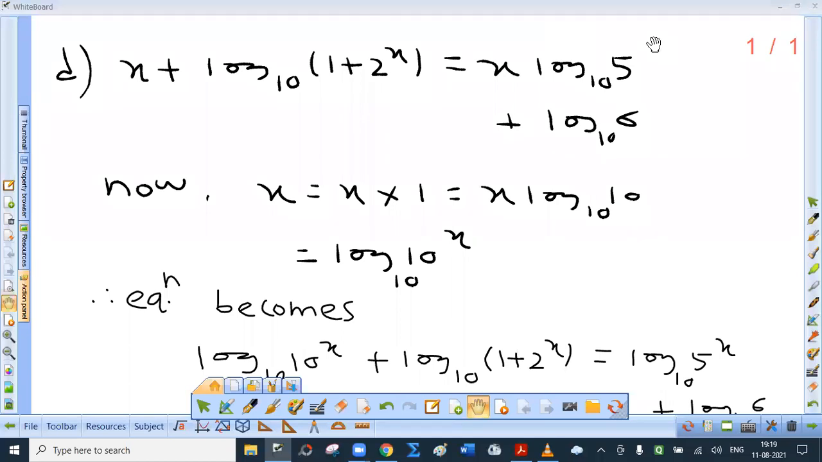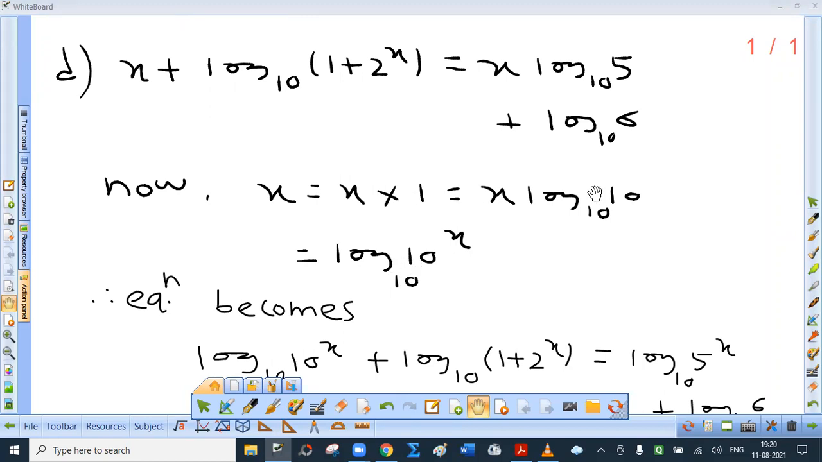Now D part. x plus log of (1 plus 2 raised to x) to the base 10 equal to x log 5 to the base 10 plus log 6 to the base 10. Now each term should be in log. So what is x? Can I write x as x into 1? Yes. Can I replace 1 by log 10 to the base 10? Yes. Because log of any number to the same base is 1. But why select base 10? Because in the remaining logarithmic terms, the base is 10 only.